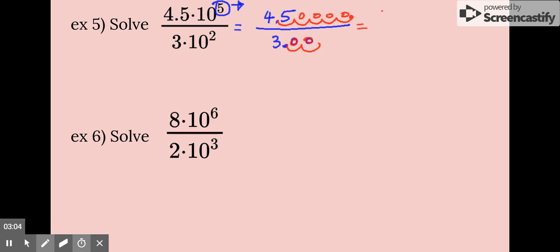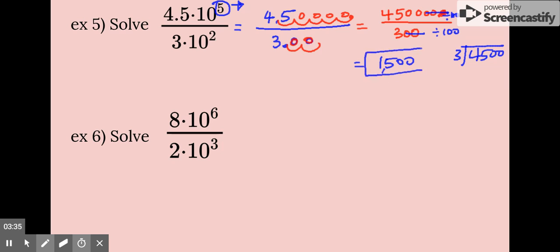So now you're going to simplify this. 4, 5, 0, 0. How many zeros at the end? 4. There should be 4,500 over 300. And how many zeros can be simplified here? How many zeros are canceled out? Divided by 100, divided by 100. So 2 zeros are gone, right? And 4,500 divided by 3 is 1,500. So change everything to standard form first, and then you're going to simplify.